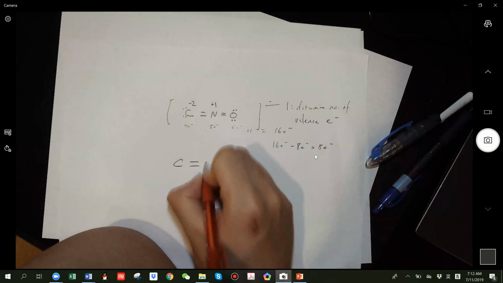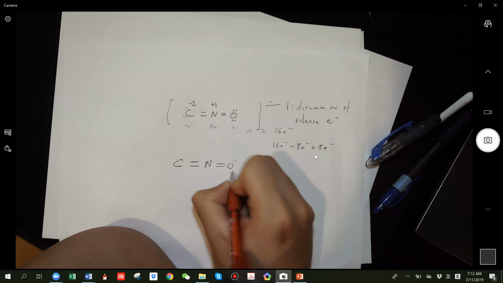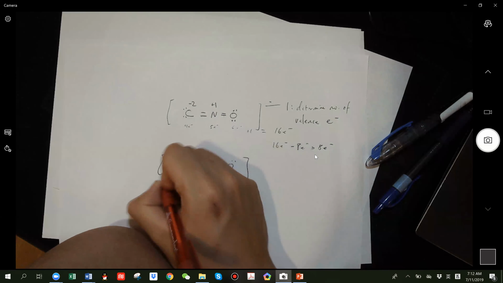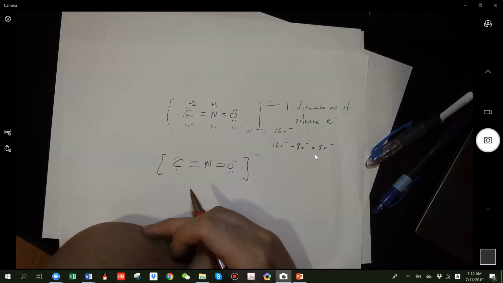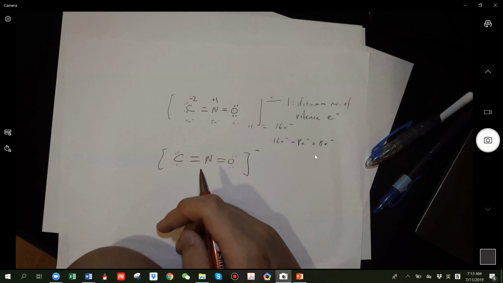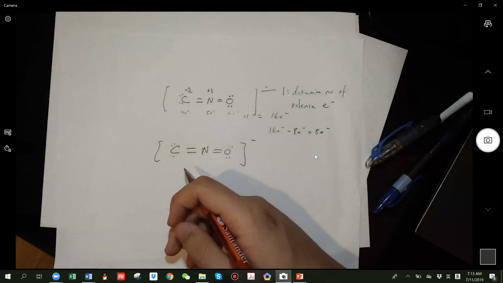To create new resonance structures, we can move around the double bonds and the lone pairs. Does anyone have a suggestion on how to create a better resonance structure? You can just unmute your microphone if you have a suggestion. We want to minimize the formal charges. So how can we do that?